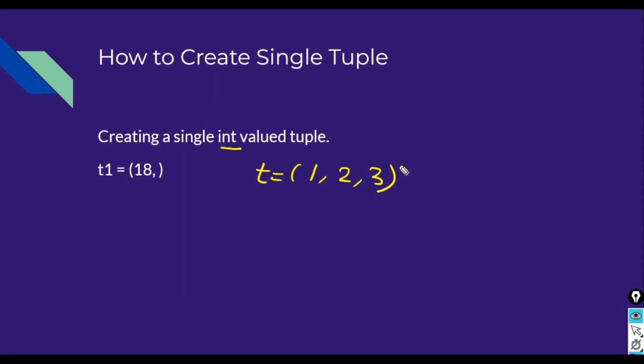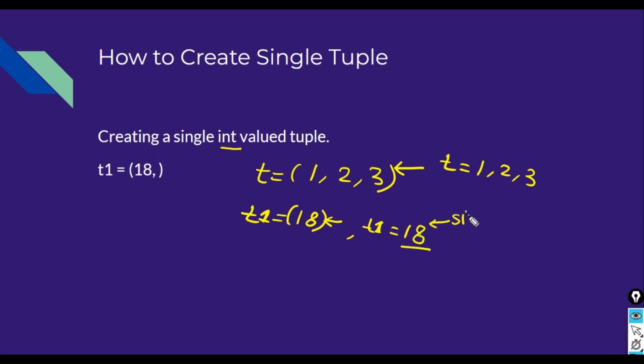So these are the three elements in this tuple, and when we are defining a tuple, these round brackets are not mandatory, so these are optional. For example, if you have taken here t is equal to 1 2 3, still this is one tuple, right? Now I want to define one single value tuple. If I have taken only 18 and these round brackets are not mandatory, it will not consider it as a tuple, it will consider it only as a single value, right?